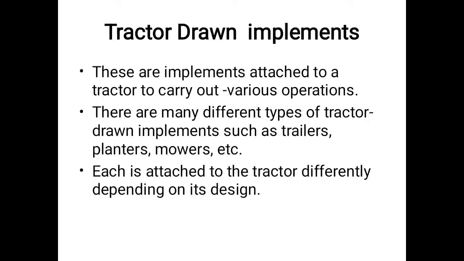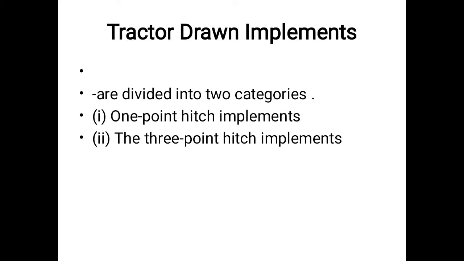So each is attached to the tractor differently depending on how the implement is designed, and therefore they are divided into two categories. There is the 1 hitch implement. This one we already discussed. That is attached to the drawbar, and we have the 3 hitch implement.